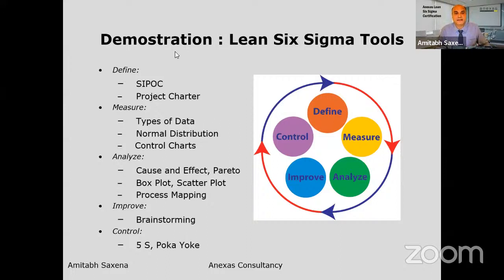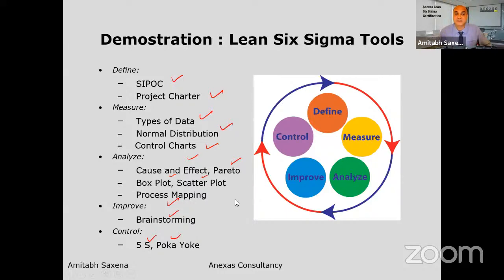Now let us understand the DMAIC technique of Lean and Six Sigma. So define, we learned SIPOC. Briefly, I talked about SIPOC. We have project charter. Then we will also learn about types of data. We learn about the normal distribution. We learn about control charts. We learn about cause and effect diagram, Pareto analysis, box plots, scatter plots, process mapping, brainstorming, 5S, and Poka-yoke. Poka-yoke I talked about briefly.